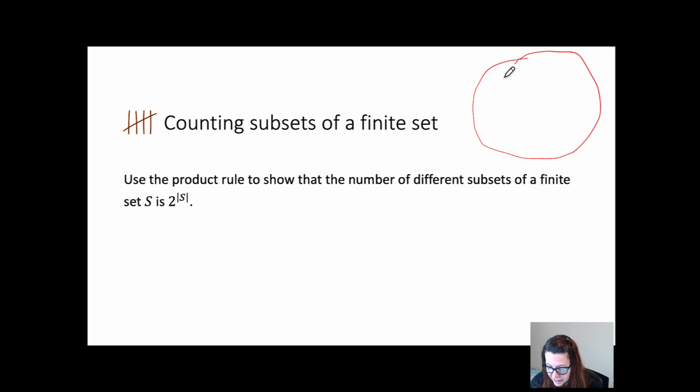Essentially, the idea is, and the reason it's 2 to the something, is you've got a bunch of different elements in here, and the idea is for any subset, you're basically working in binary. It's either in it or it's not, and so that's the concept.